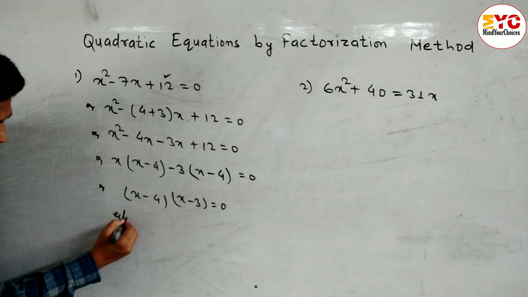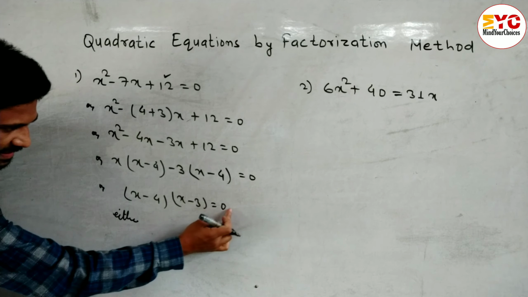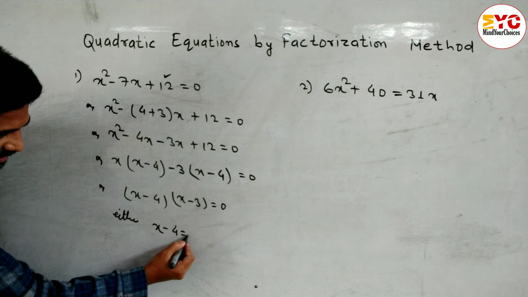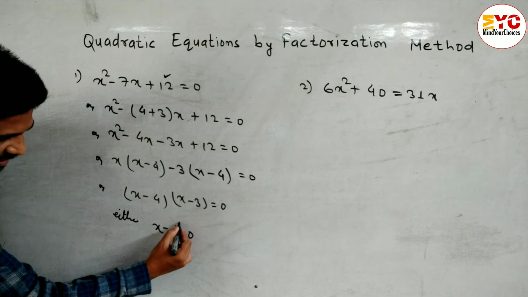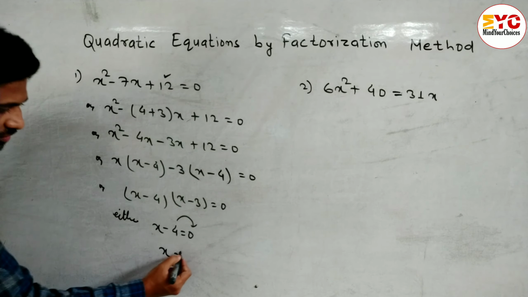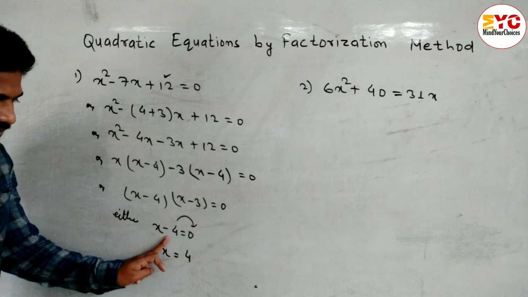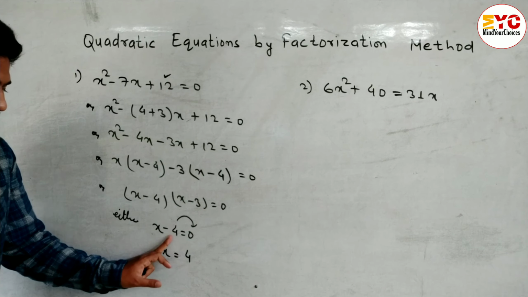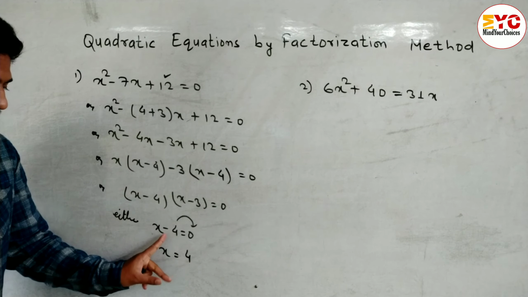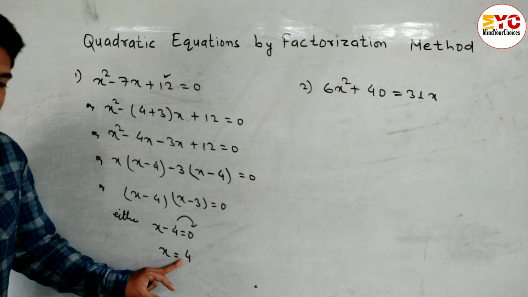After this, we take either x minus 4 is equal to 0, so we can write x minus 4 is equal to 0. Then x is equal to, when you change the places, you have to change the sign also. Here is minus 4, so it will be plus 4. When you take it to the right side, we have to change the sign. If minus, we write plus. If plus, we write minus.